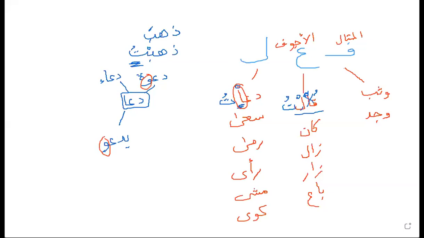In that case, when I want to add a ta at the end of it, then I will change this alif to a waw, and I will say da'awtu, which means I made dua. Okay? Let's look now at this word here, ra'a.